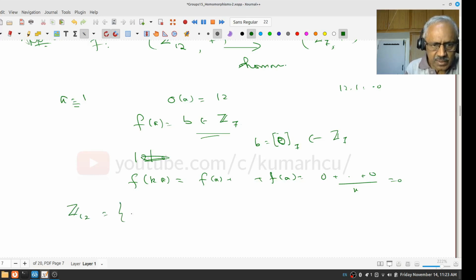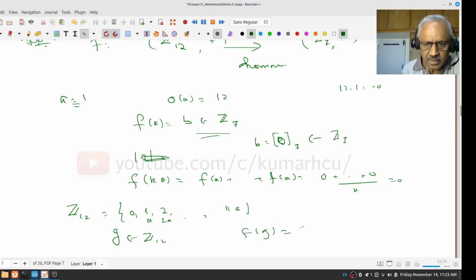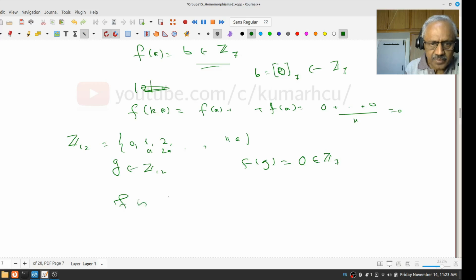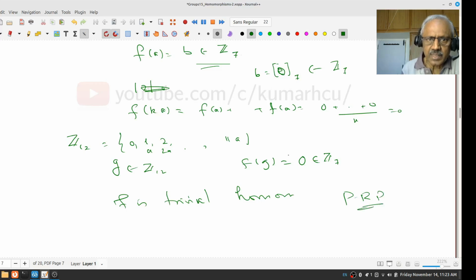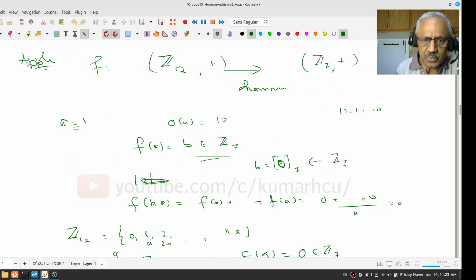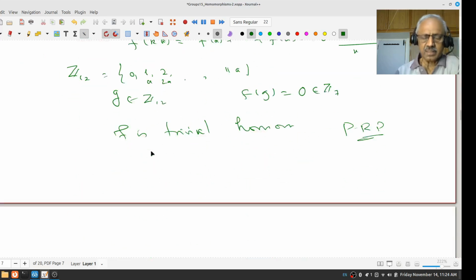But remember, Z12 is 0, A that is 1, and 2A, and so on up to 11A. That means for every element g in Z12, I have f of g is 0 in Z7. That means f is trivial, therefore f is the trivial homomorphism. Pause, review, proceed. That is the case when f of A is 0. We will assume f of A is B is 0. In that case, f must be the trivial homomorphism.